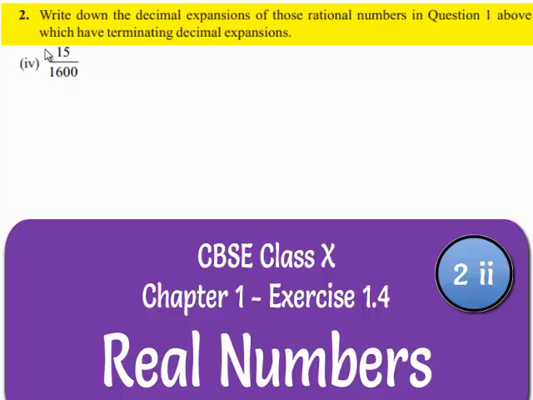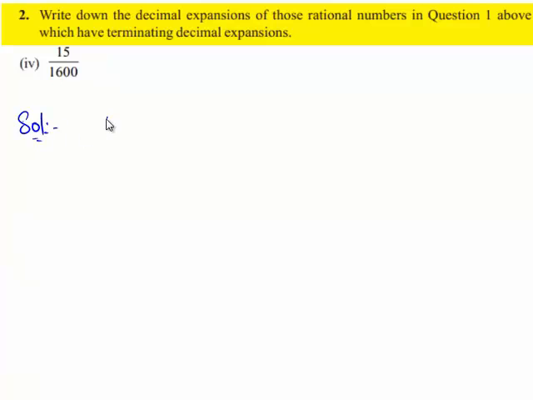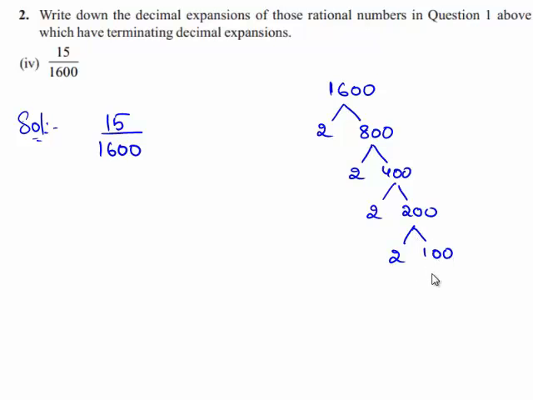Now let us move on to the next rational number that has the terminating decimal expansion. So the rational number is 15 upon 1600. So to obtain its decimal expansion, first we need to write its denominator as a product of its prime factors. Therefore 1600 can be written as 2 times 800 and 800 can be written as 2 times 400. 400 is written as 2 times 200. 200 is written as 2 times 100 and 100 is written as 2 times 50. 50 is written as 2 times 25 and 25 is written as 5 times 5.